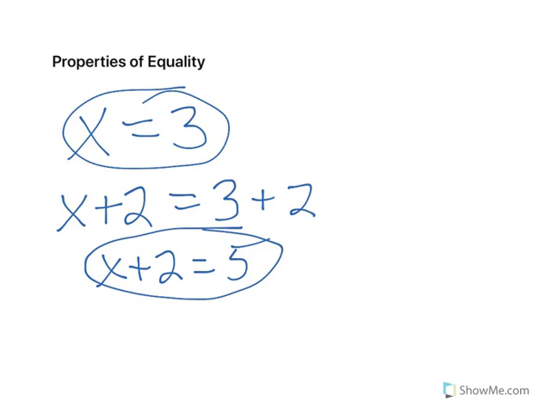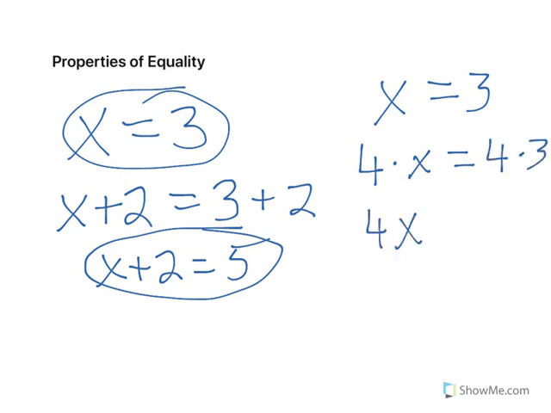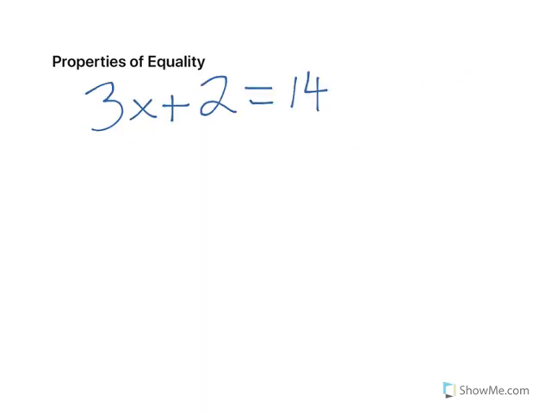Now let's do it multiplying. If I say x is equal to 3, then 4 times x is the same as 4 times 3. So 4x is equal to 12. So that's basically how division and subtraction both work the same way. And that's basically how a property of equality works. But the way for solving an equation using properties of equality, you're probably going to be doing these in reverse. And I'll show you what I mean in just a minute.